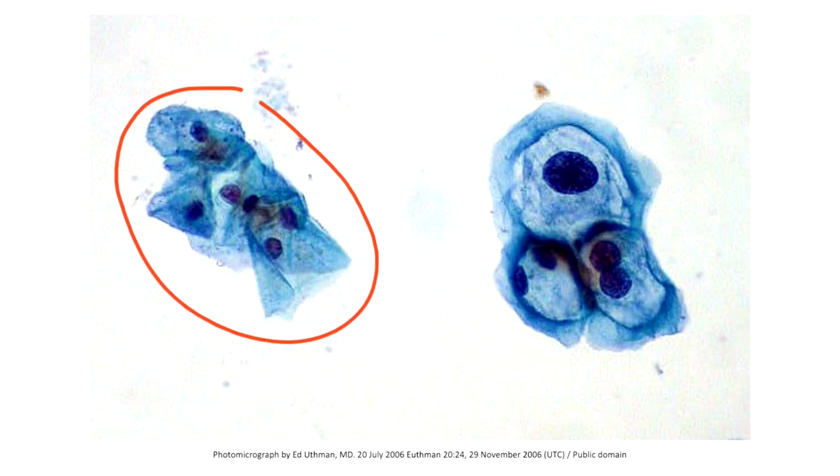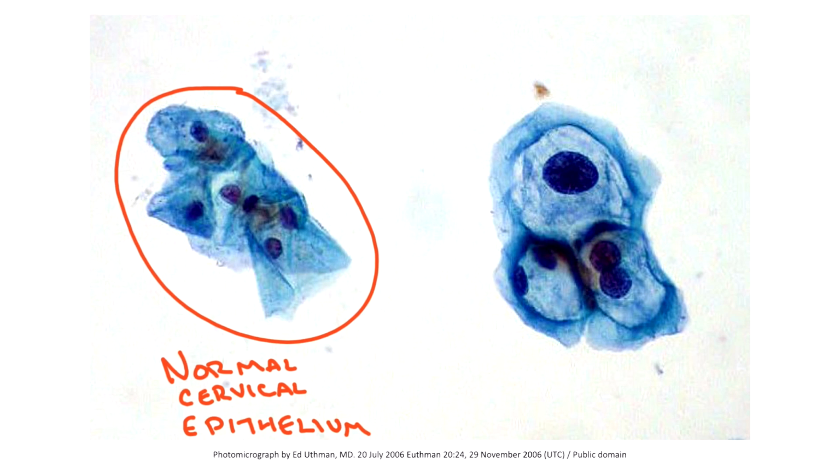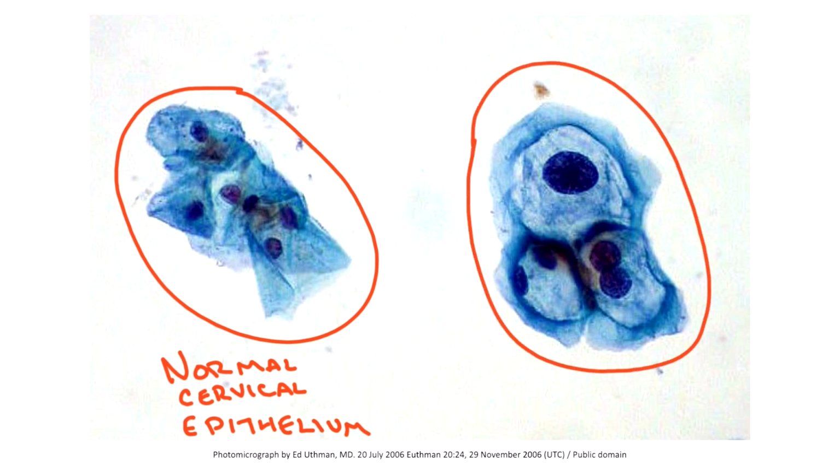The clump of cells on the left resembles a normal cervical epithelium. Compare this clump of cells to the cells on the right, which appear to be darker and have enlarged nuclei. These morphologic changes occur secondary to infection with the human papillomavirus, and when cells take on this characteristic appearance, they are known as koilocytes.